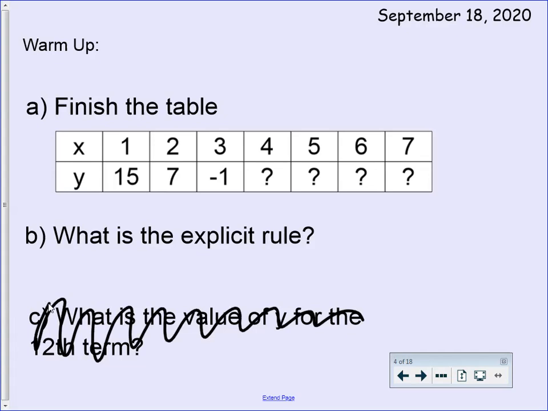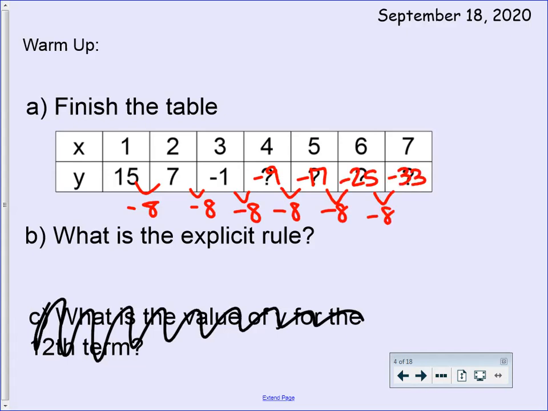All right, so you should be back and already have some of these answers. I'm going to go ahead and go over them. Here I am subtracting 8, and so on. So in order to get this next term, I would do -1 minus 8, which is -9, and then subtract 8 again. That's going to give me -17. Subtract 8 again, and that's going to give me -25. And then subtract 8 again, and that's going to give me -33. Yeah, -33.